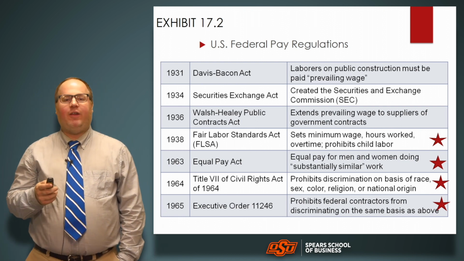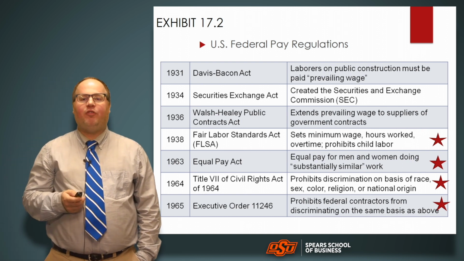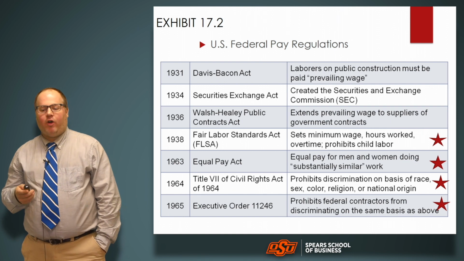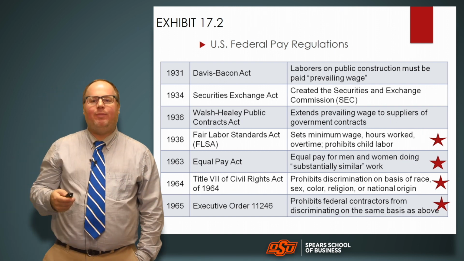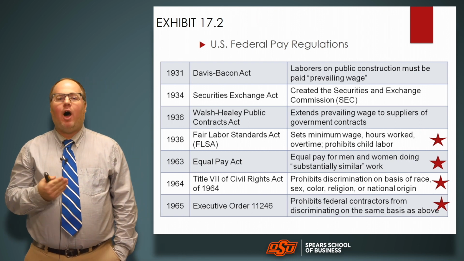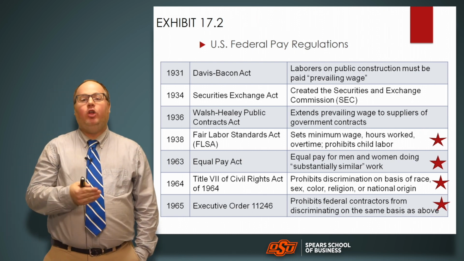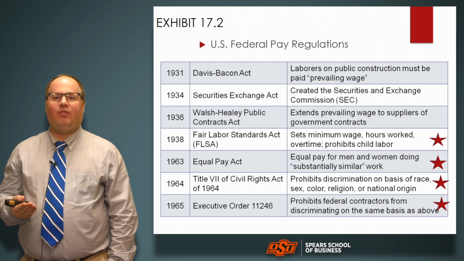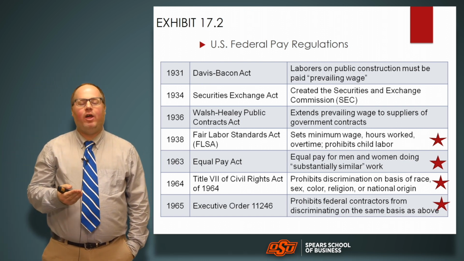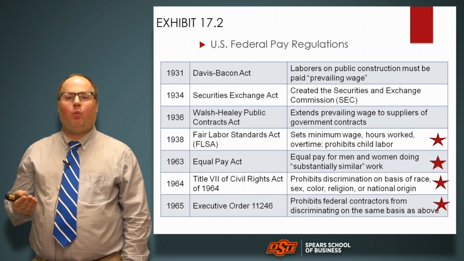The Fair Labor Standards Act, we talked a little bit about that earlier in the semester. It was the rule that sets minimum wage. So all the minimum wage laws that we have now are a requirement under the FLSA. It talks about hours worked and overtime, and it prohibits child labor. So if you work more than 40 hours and you're a non-exempt employee, and we'll talk about what that means, you get overtime based on the FLSA. It also prevents having a 10-year-old child work 50 hours a week.